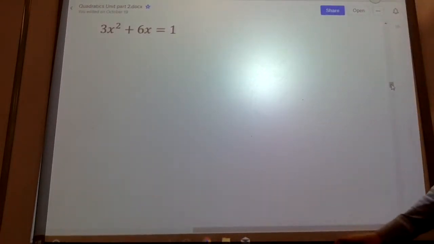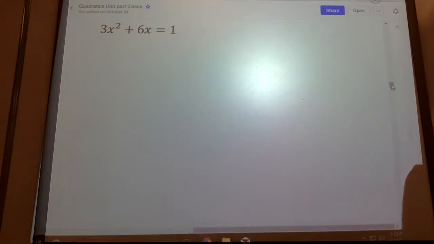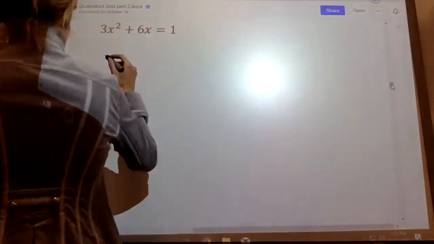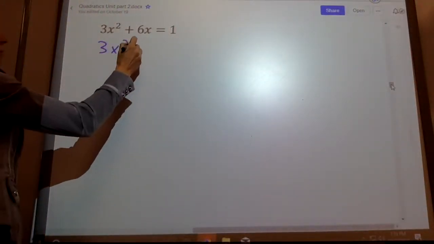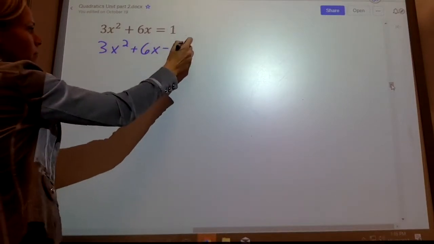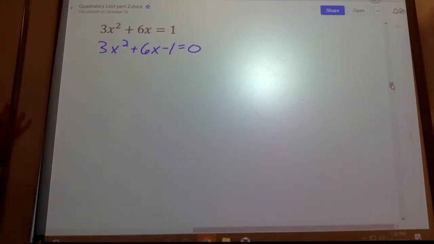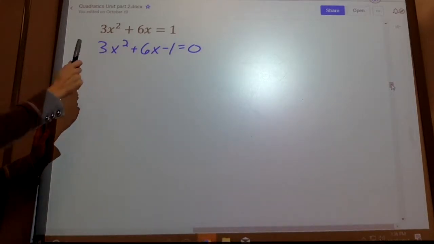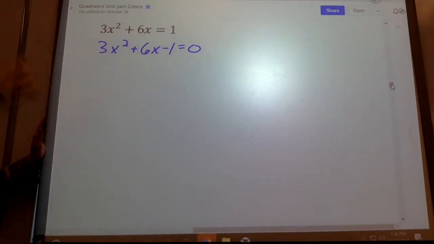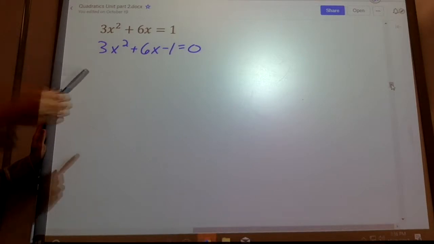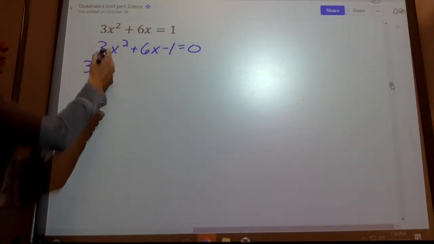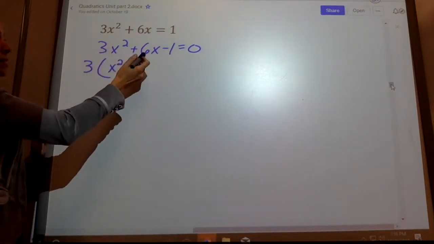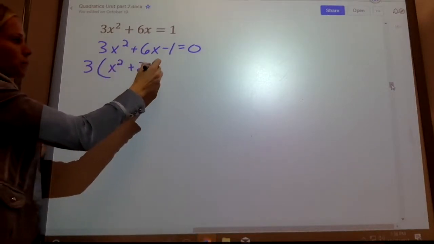Okay. So again, step 1, make sure all your terms are on one side. So 3x squared plus 6x minus 1. All my terms are on one side. A is not 1, so A is 3. That means I have to factor a 3 out of the first 2 terms. So I'm going to have a 3 out here. 3 divided by 3 is 1. 6 divided by 3 is 2.